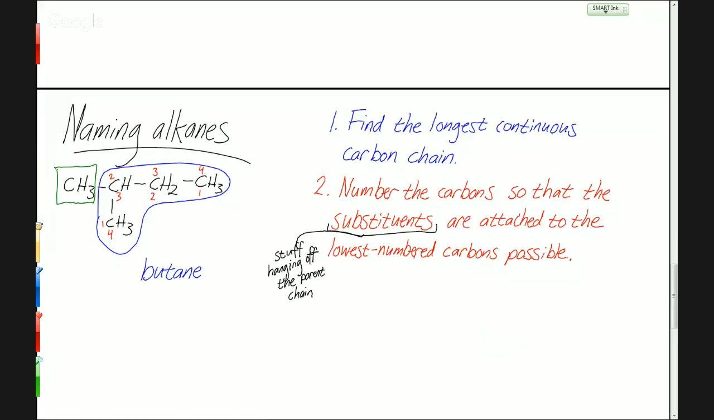So which numbering scheme are we going to go with? Does the 1 start down there, or does the 1 start over on the right? Yeah, on the bottom. Why? Right. Does everybody see that? If we start down here, then this CH3 is on carbon number 2. If we start over here, then that CH3 is on carbon number 3. We want to go with the lower number. So that means that our first numbering was correct, and we should stick with that. Make the lowest number with the substituent.